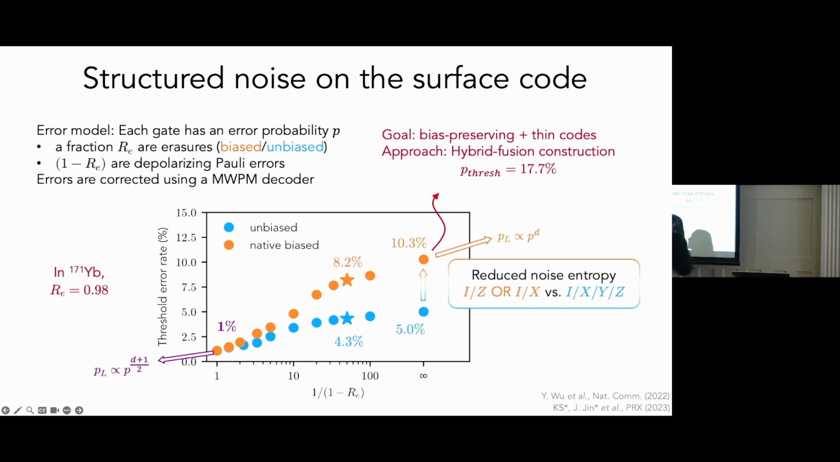And so because I have more information to use during decoding, my thresholds improve for biased erasures compared to unbiased erasures. So higher threshold is better. Yes, higher threshold is better.